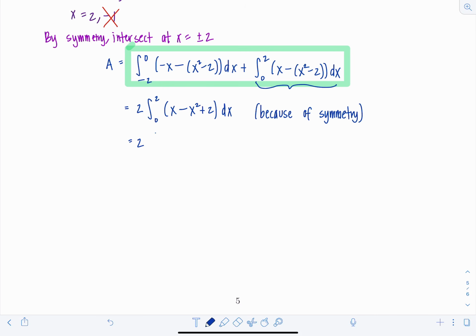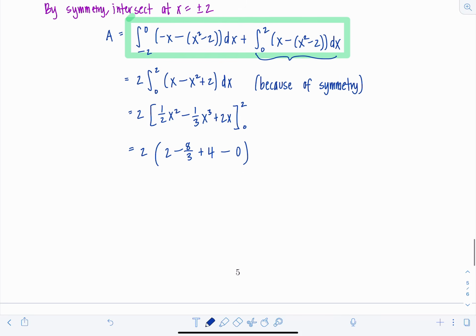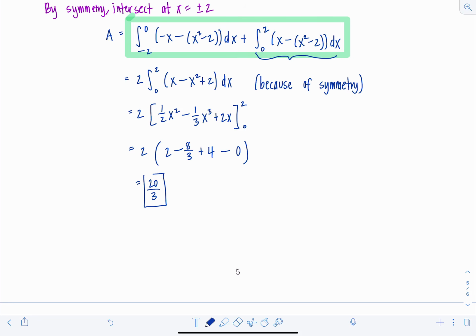And then from here now, I can just start anti-differentiating. So I'm going to have 2 times (1/2 x squared minus 1/3 x cubed plus 2x). I'm going to evaluate that from 0 to 2. And this is going to be 2 times (2 minus 8/3 plus 4) minus, and then I get zeros all around. And so this is going to give me 6/3 minus 8/3 plus 12/3. So I'll have 20 over 3 after I double it. Okay? Very nice.